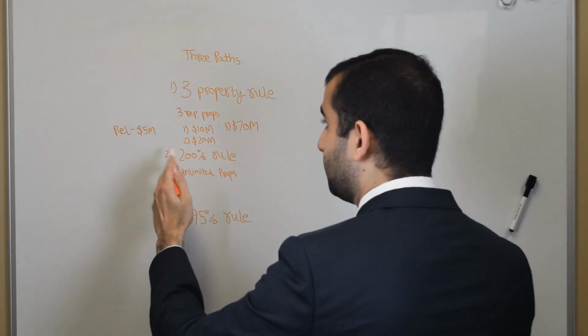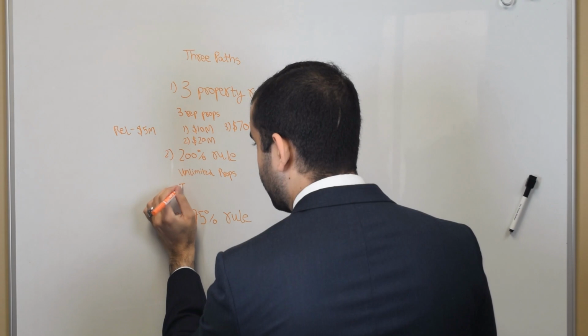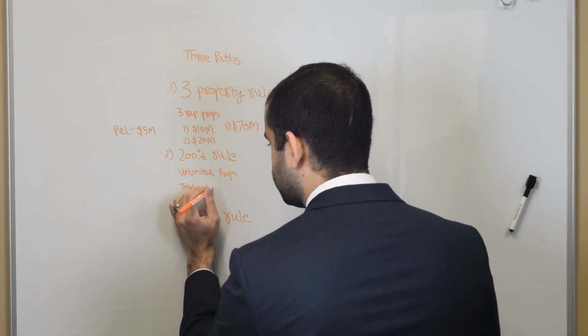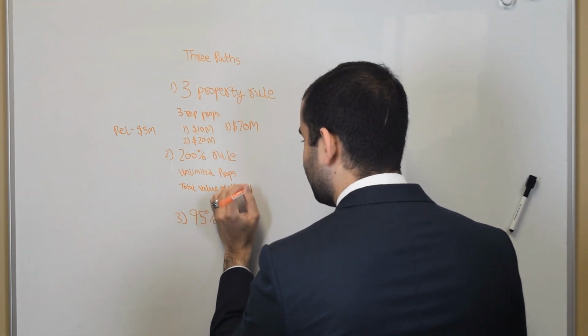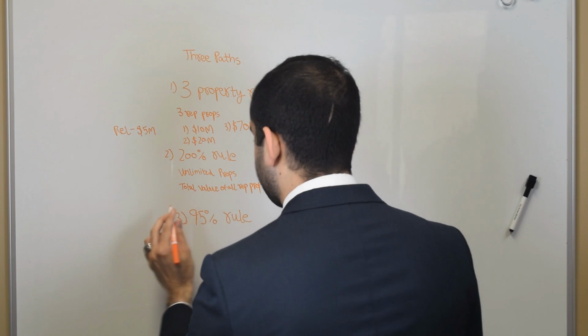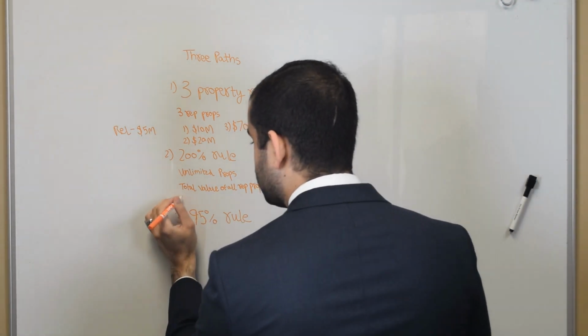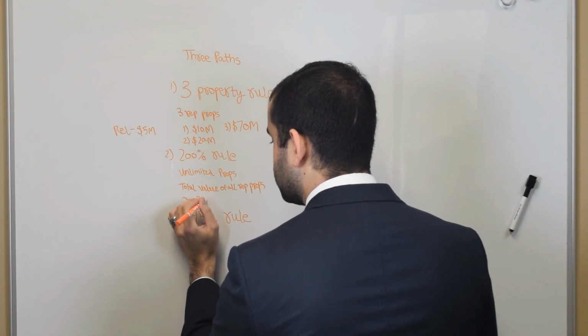Over here, value did not matter, but over here it does. The aggregate value, the total value of all the replacement properties that you identified, cannot be more than 200% of the value of your relinquished property.